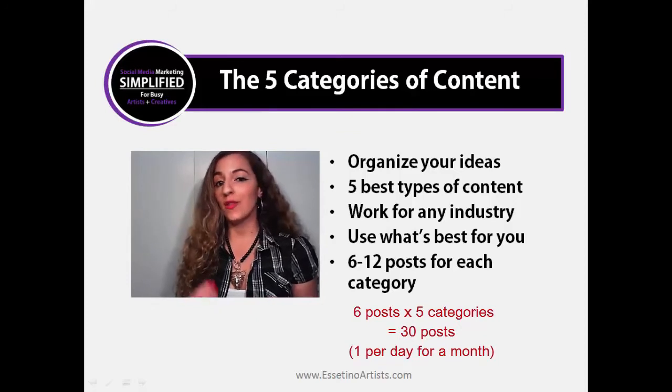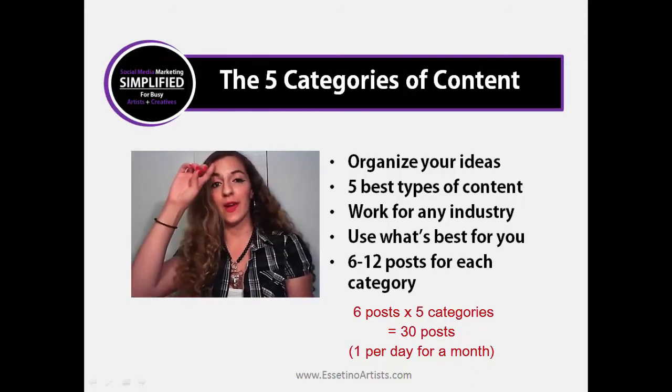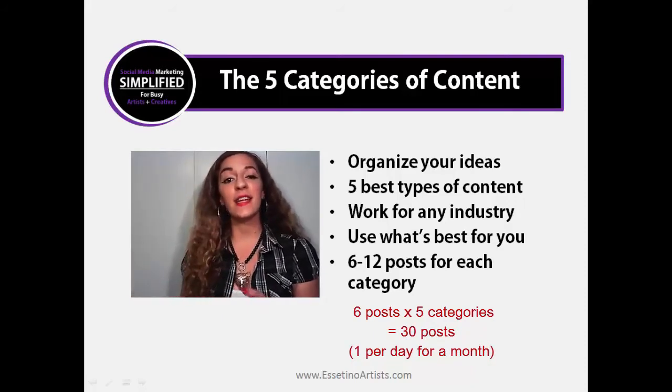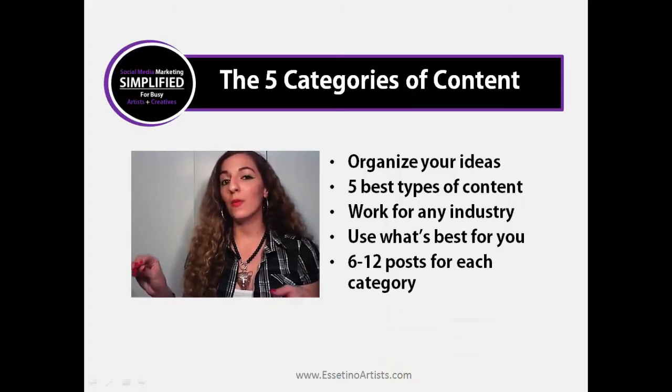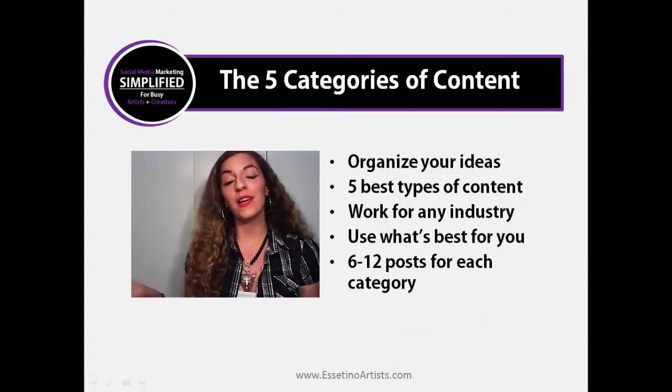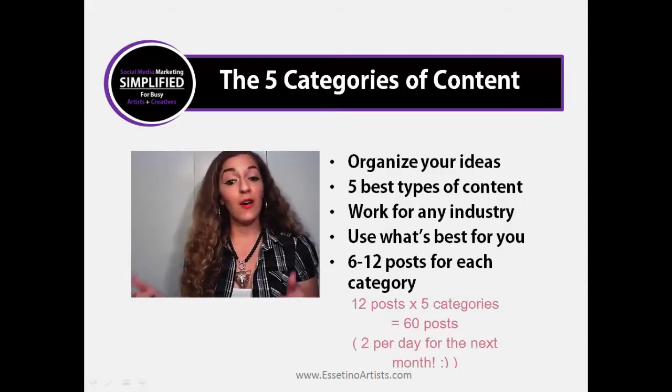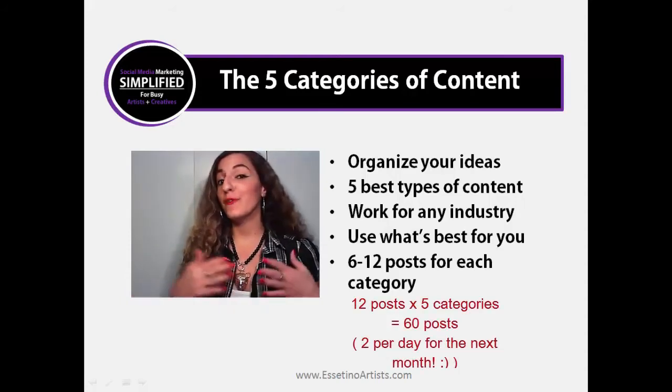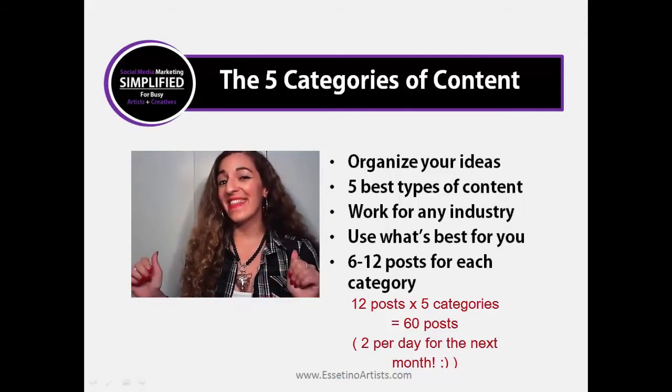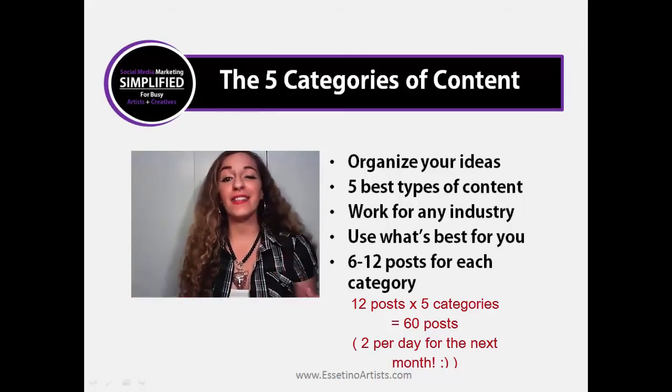If you are doing the bare minimum, so you're coming up with 6 posts in a category, for all 5 categories rather, then that's 6 times 5 is 30. So by the end of this, you will have at least one post a day for the next 30 days, for the next month, which is awesome. But if you can do more, then that would be ideal, of course.